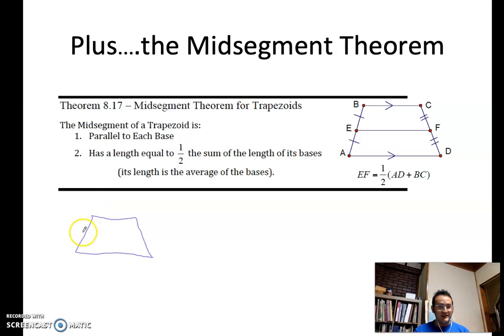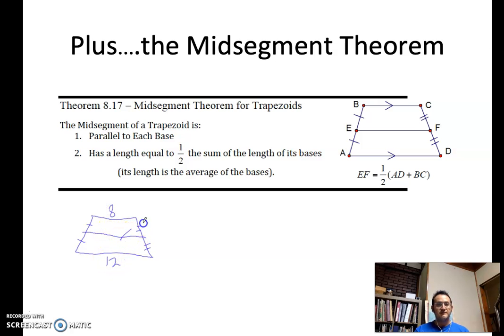Actually, it could even be a non-isosceles, but they have to have a line here that divides each leg in half. So this has to be congruent to that piece, and then this piece has to be congruent to this piece. So let's say that this is 8, and this is 12.